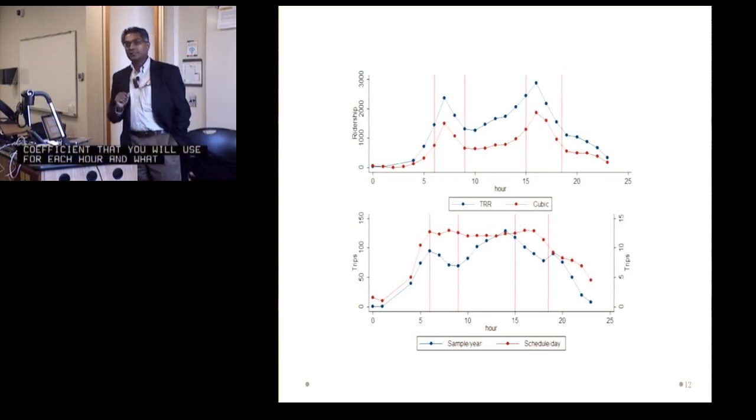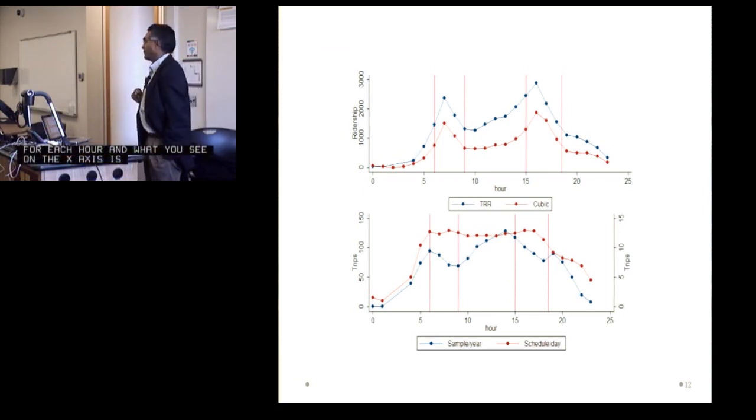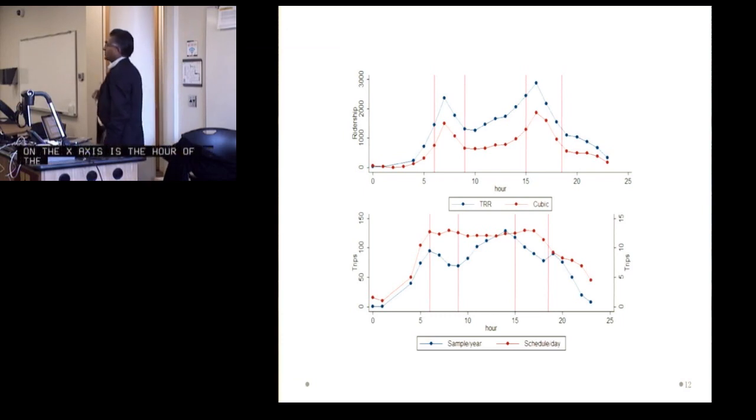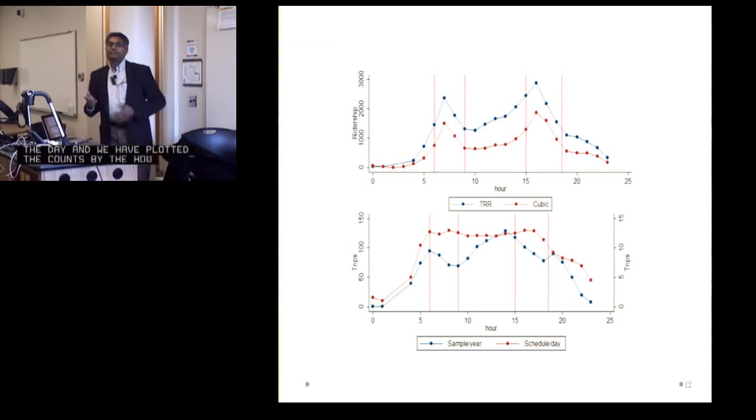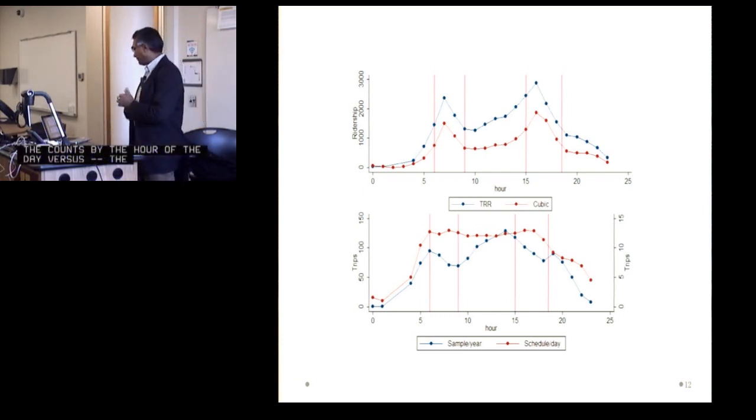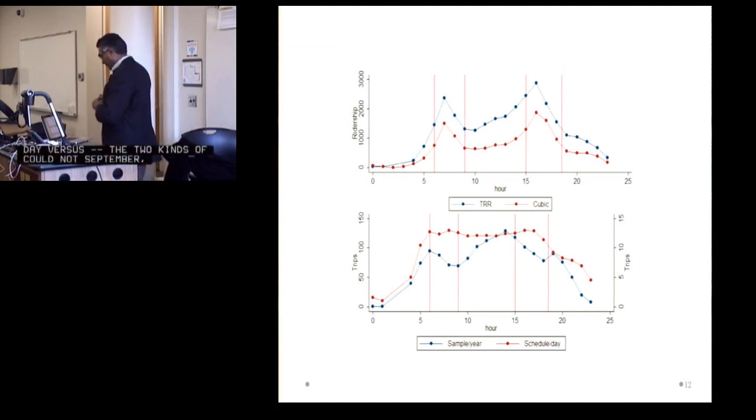What you see on the x-axis is the hour of the day, and we have plotted the counts by the hour of the day versus the two kinds of counts that we have, cubic and TRR. This is for the entire year of 2012.